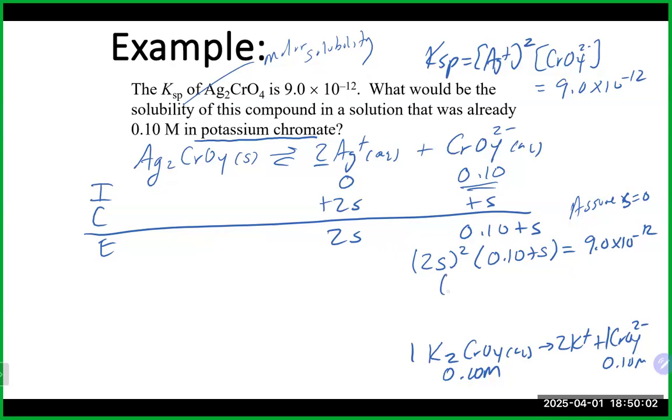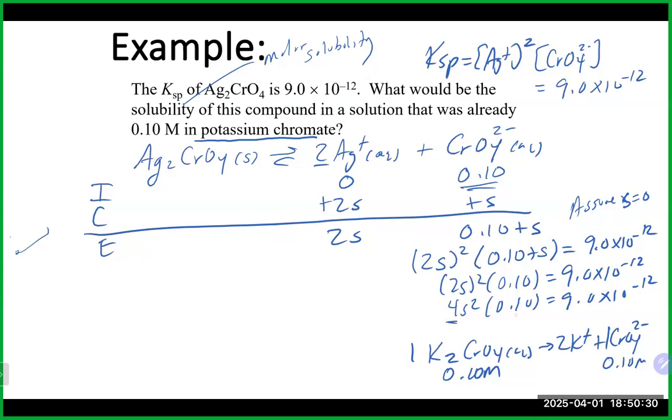That would get us 2s squared times 0.1 equals 9 times 10 to the minus 12. Again, that's 4s squared times 0.1 equals 9 times 10 to the minus 12. So taking my 4 and times it by 0.1 gives me 0.4. And again, we're going to divide that to the other side. So it's going to be 9 times 10 to the minus 12 divided by 0.4 will give me s squared is equal to 2.25 times 10 to the minus 11.